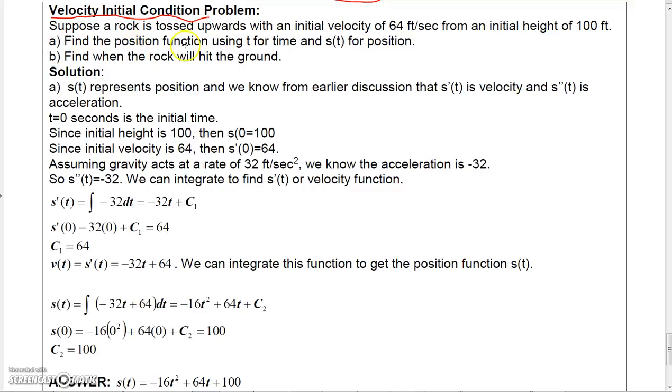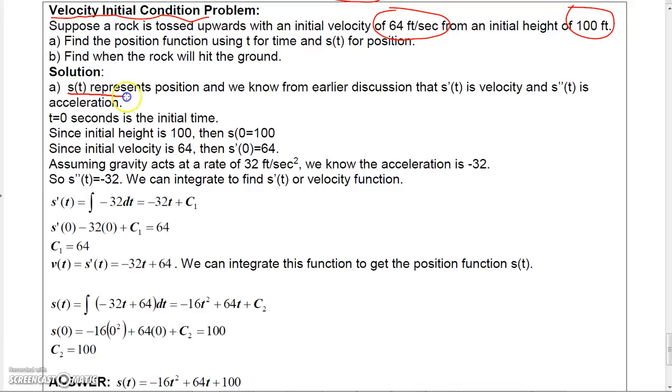Let's suppose a rock is tossed upward and we know its initial velocity is 64 feet per second and its initial height is 100 feet. Let's find the position function using t for time and s of t for position, and let's find when the rock will hit the ground.